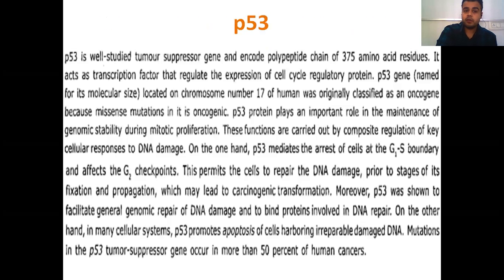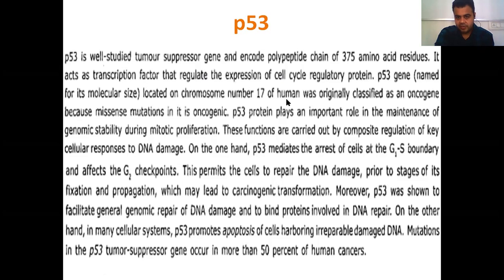So we'll discuss that. All you need to know about p53 I have mentioned over here. P53 is basically a tumor suppressor gene, a peptide of 75 amino acid residues. So it's basically a protein, as you know. This protein is mainly formed by the gene p53, also known as the cell cycle regulator. In fact, it acts as a transcription factor which regulates the expression of cell cycle regulatory proteins like cyclins and cyclin-dependent kinases.